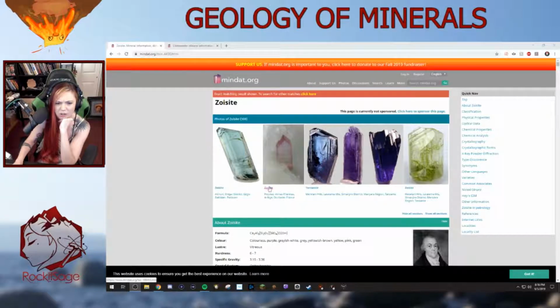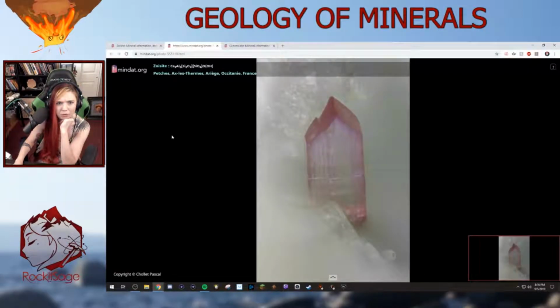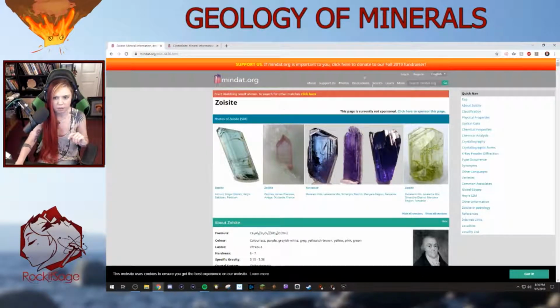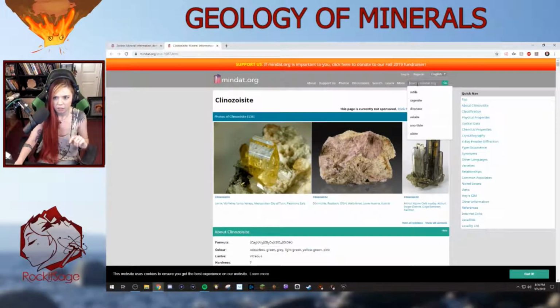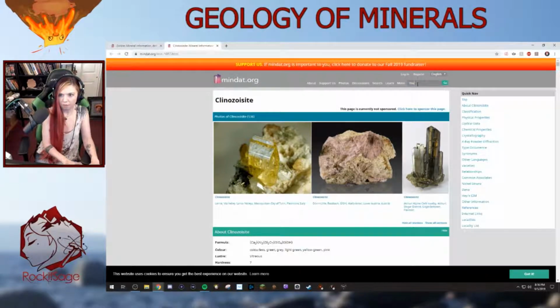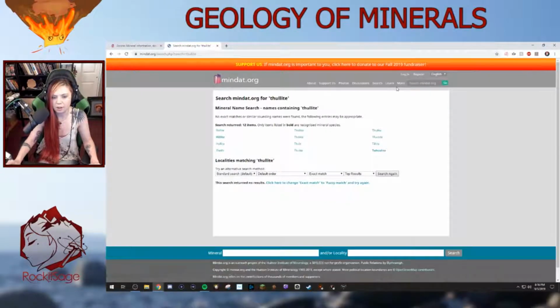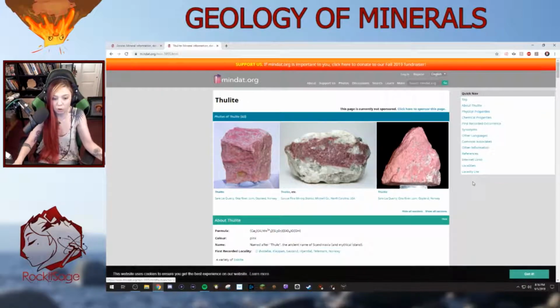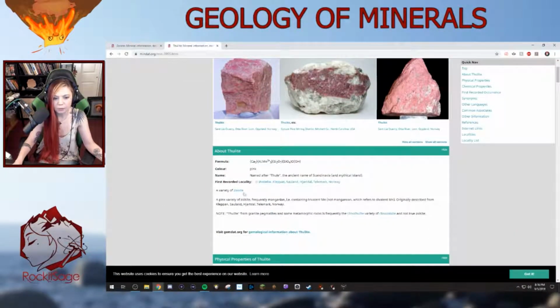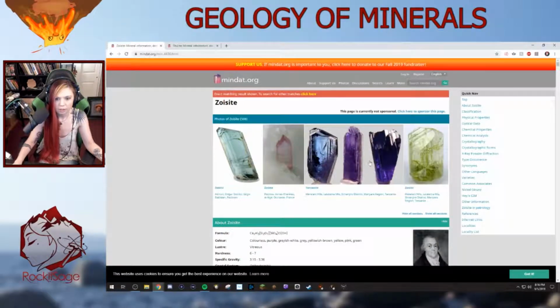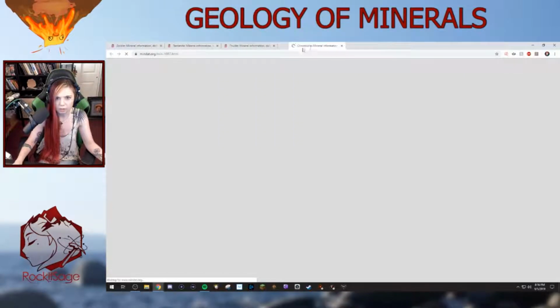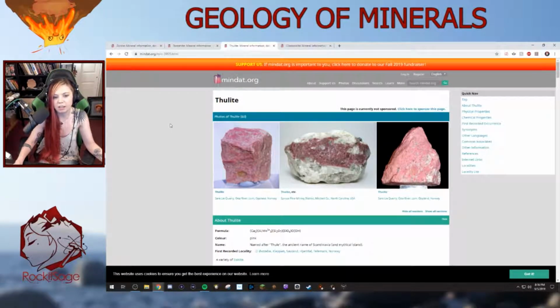The pink variety has another name. I don't remember what it is. Thulite. Thulite is the other name. I don't know if anything will be on Mindat about it, or if it's an outdated term. Oh, no. It is a variety of zoisite, as is Tanzanite and clinozoisite. Let's look at those. So thulite is the pink variety.